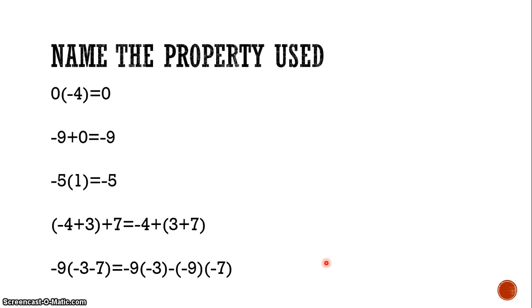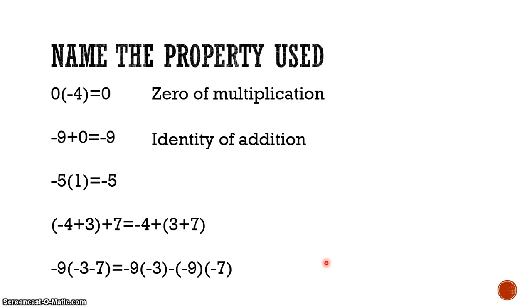Okay, so the first one, you got 0 times something equals 0. You get a 0 at the end, so think zero, it's the zero property of multiplication. The next one, I have negative 9 plus 0, and I still get negative 9 at the end. It's an identical number, and it's an addition problem, so it's the identity property of addition.